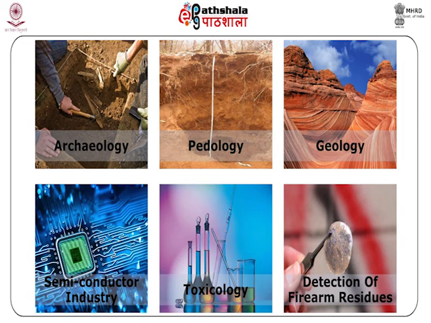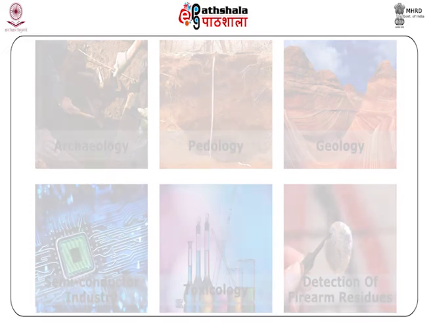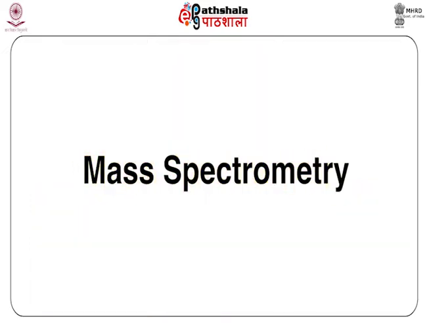Neutron activation analysis has an extensive range of applications, comprising its use in areas of archaeology, pedology, geology, and in the semiconductor industry. The technique can also be applied to several forensic science problems, namely toxicology, detection of firearm residues, and investigation of the possibility of common origin for two samples. Accuracy of NAA is in the region of 5%, and relative precision is often better than 0.1%. Next, we move on to mass spectrometry.